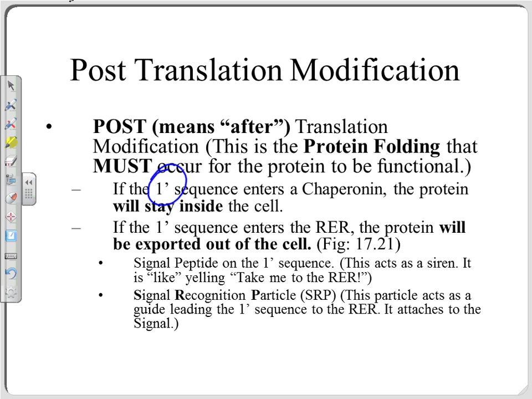Now, on the other hand, if it's a protein that's going to get shipped out, secreted, it's going to go into the rough ER, right? And in the rough ER and in the Golgi, that's where it's going to twist and bend and get modified. And then eventually, it's going to get shipped out. Exocytosis.